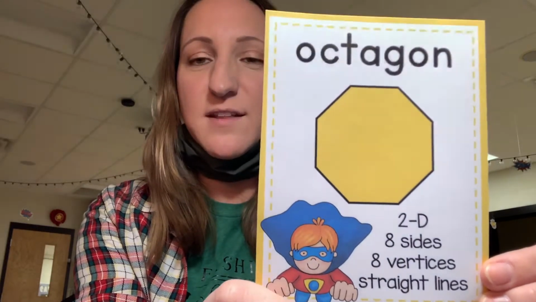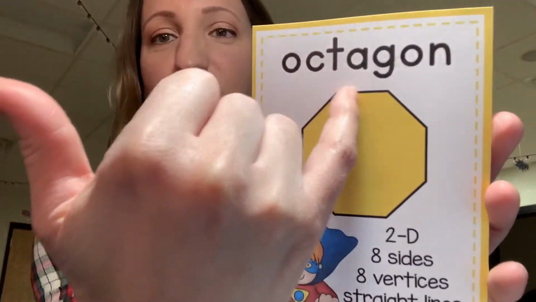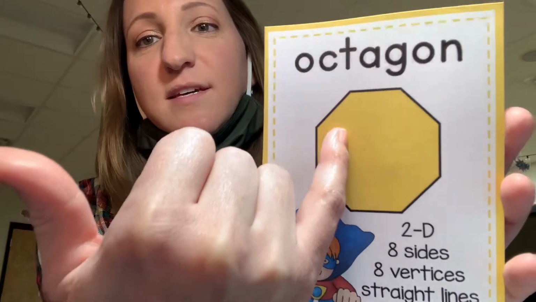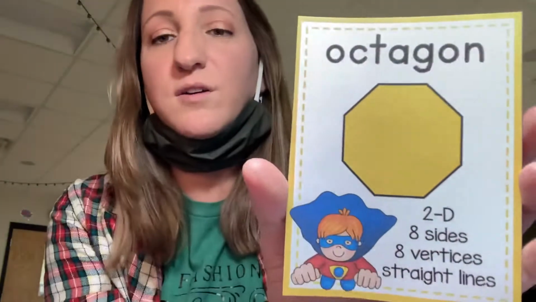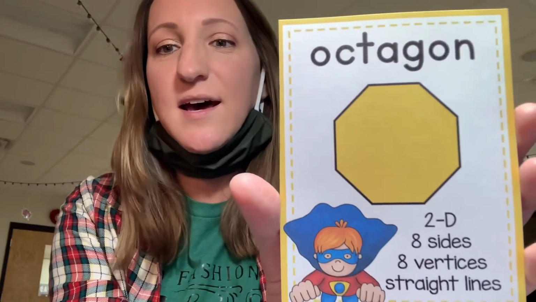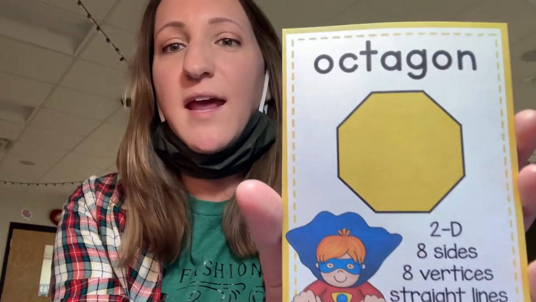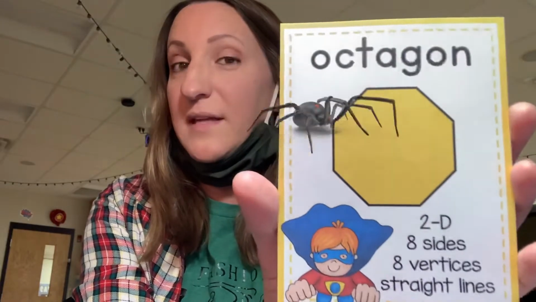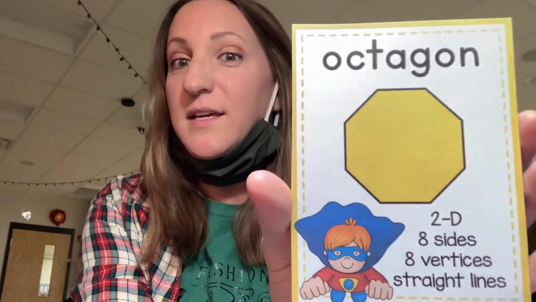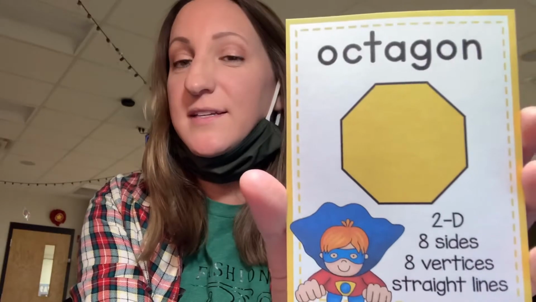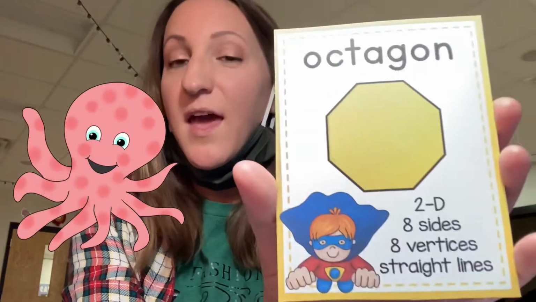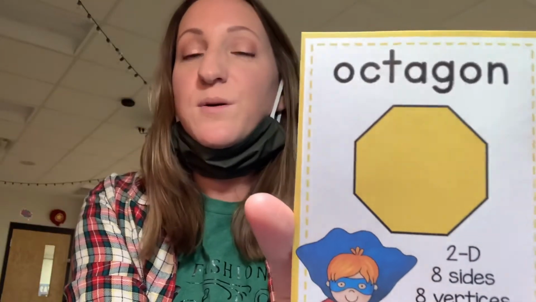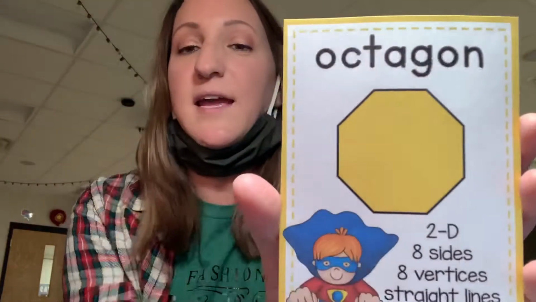And they are all straight lines. So let's count them together. 1, 2, 3, 4, 5, 6, 7, 8. Octagon has 8 sides. Can you think of an animal that has 8 legs? It lives in the ocean and it has 8 legs. An octopus. An octopus has 8 legs. Octo means 8. So an octagon shape has 8 sides.